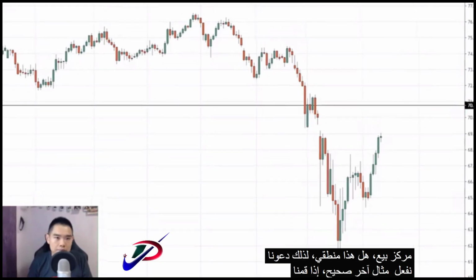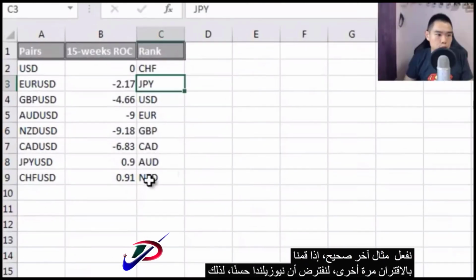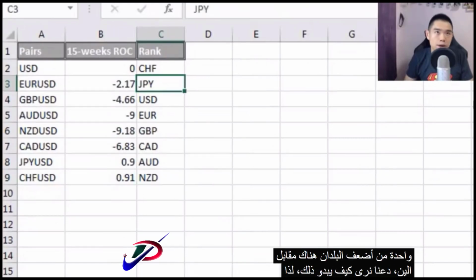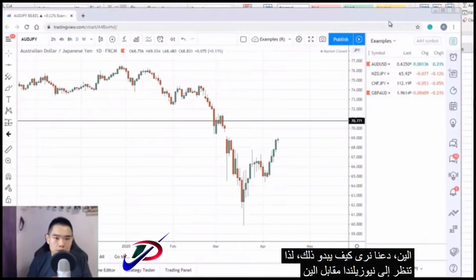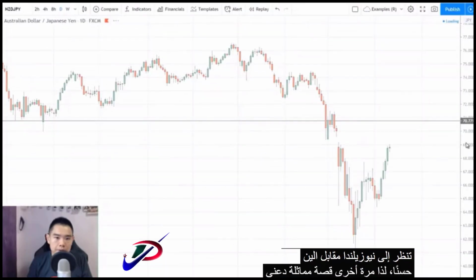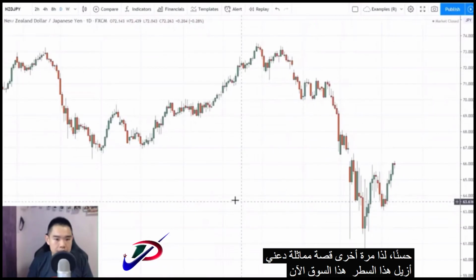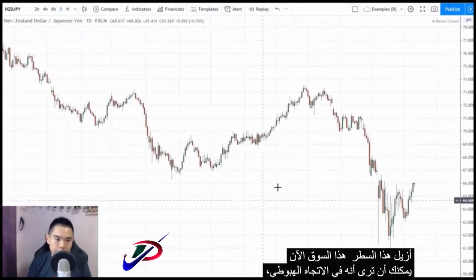So let's do one more example, right? If we pair again, let's say New Zealand, also one of the weakest ones out there, against the yen. Let's see how that looks. So we look at New Zealand against the yen. Okay, so again, similar story. Let me just remove this line. This market right now, you can see that it's in a downtrend.